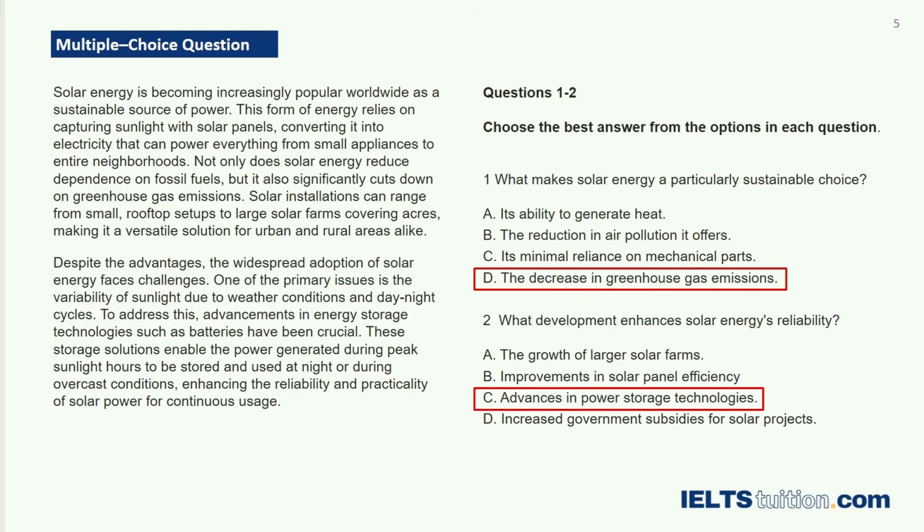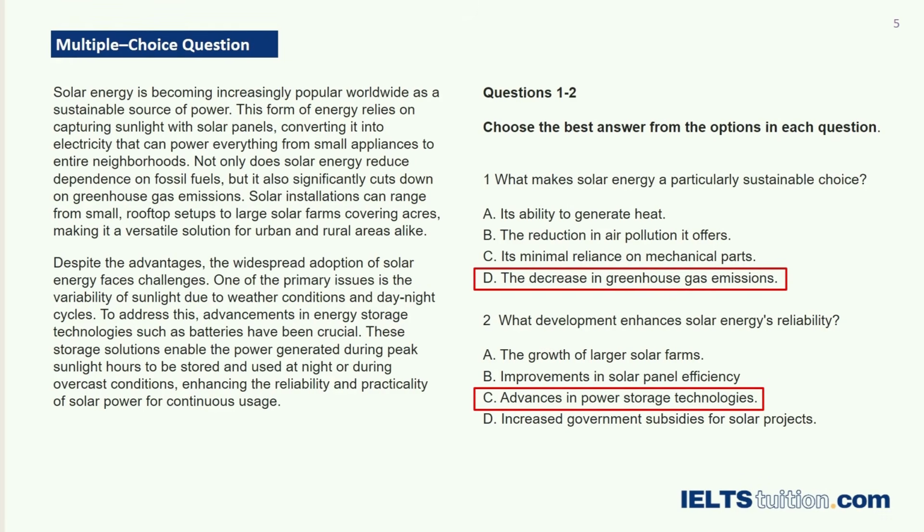In the text, we have one of the primary issues is the variability of sunlight due to weather conditions and day-night cycles. This means that solar power is not reliable because we can't use sunlight all the time, as it changes with the weather and day-night cycles. To address this issue, the question asks about the development or enhancements used for the reliability of energy. This means we need to identify how we overcome the variability of sunlight.